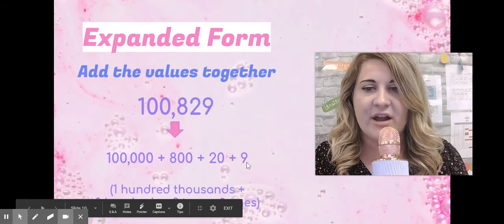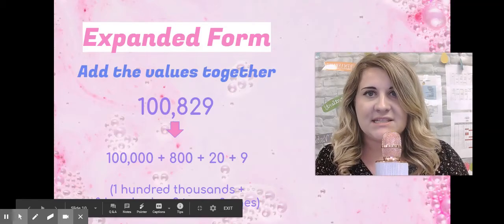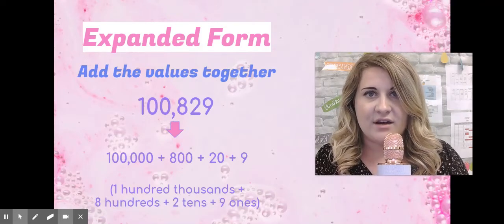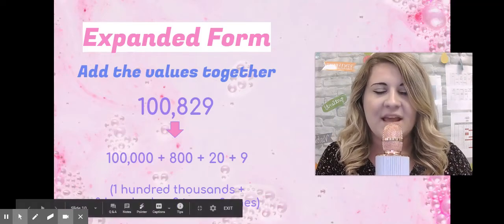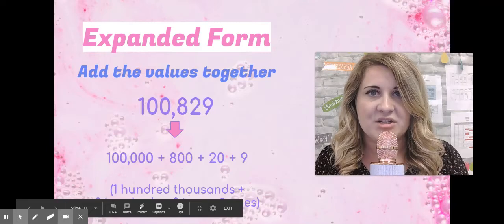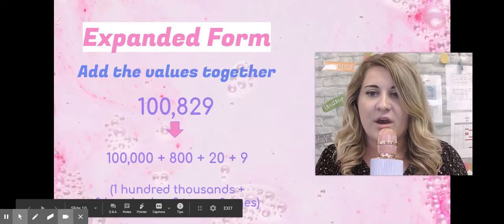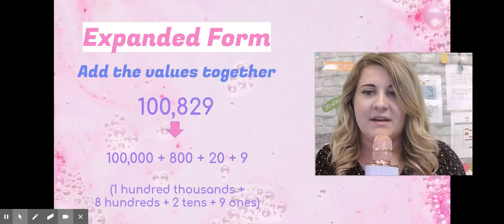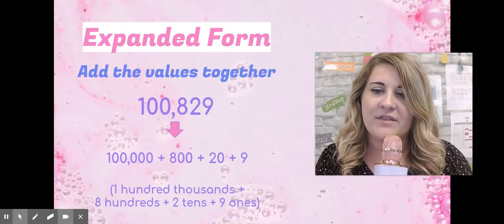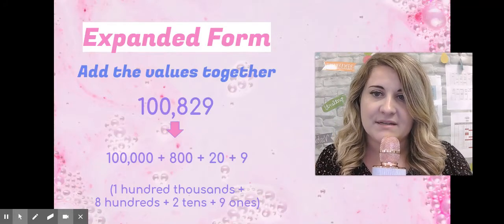There was no need for us to put 100,000 plus 0,0,0,0,0 for 10,000s plus 0,0,0,0,0 for thousands. There's no point in that because if you add 0 to a number, it doesn't change that number. So we're just going to add the value of the digits that are actual numbers, okay? So we've got 100,000 plus 800 plus 20 plus 9.